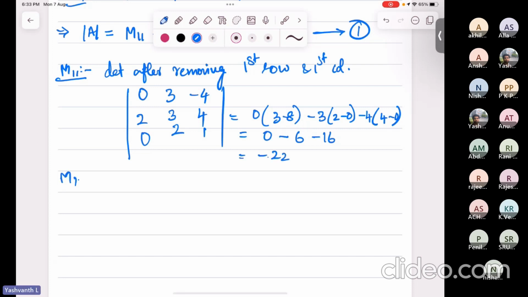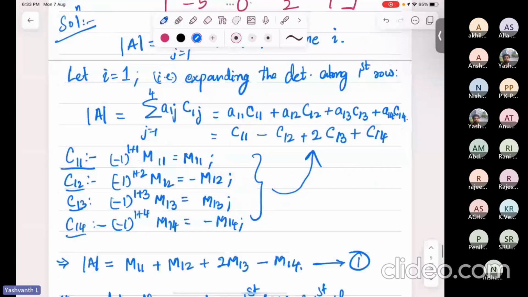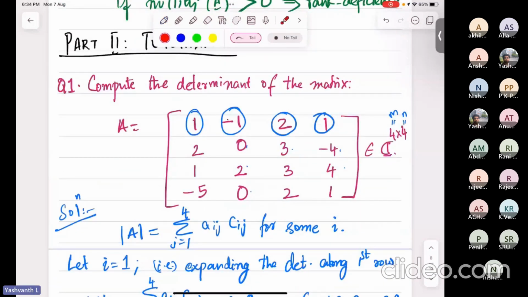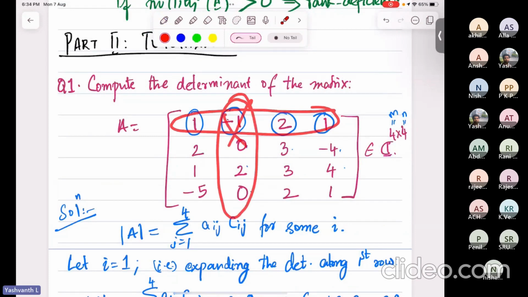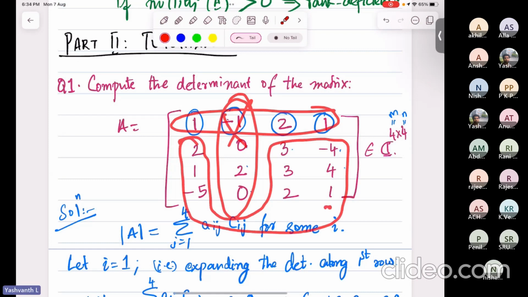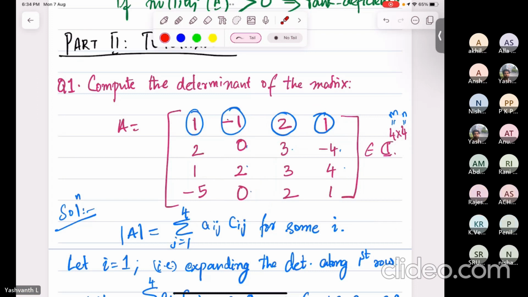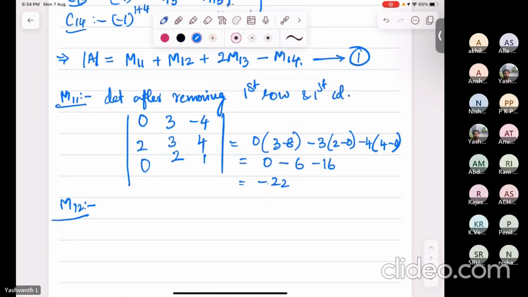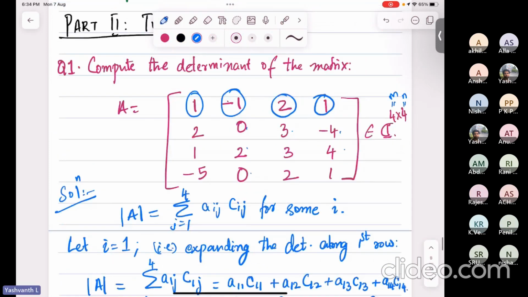Now M12 is obtained by deleting the first row and second column. The remaining is this, and this will become M12. So that is 2, 1, minus 5, 2, 1, minus 5, 3, 3, 2.